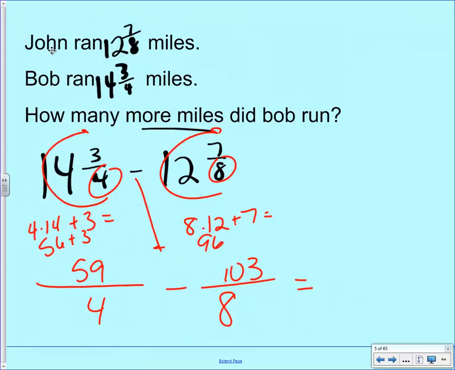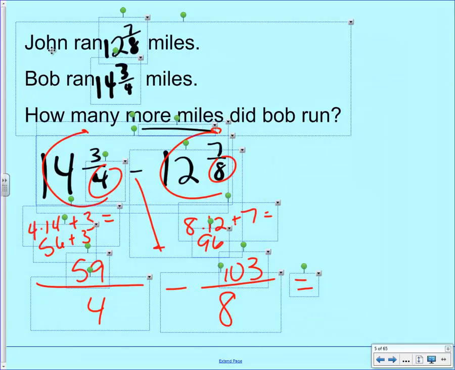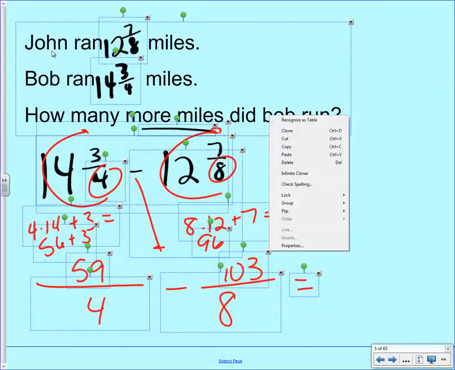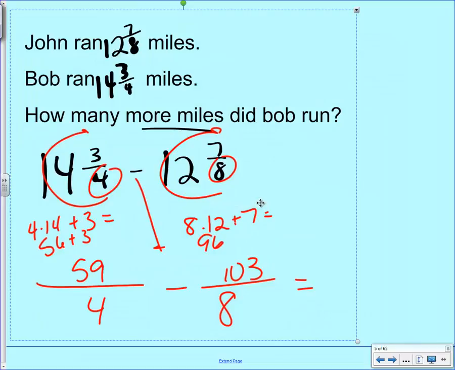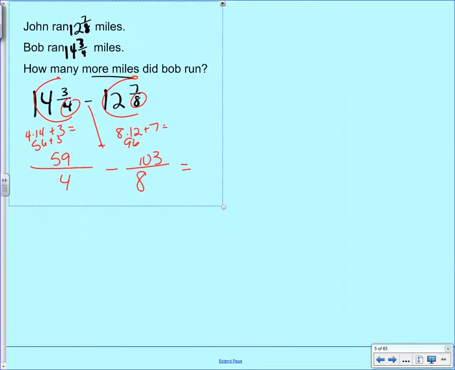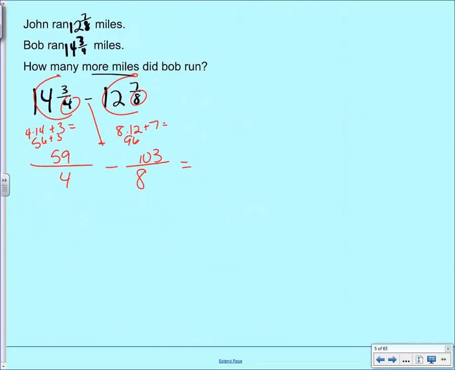And the next step is to notice that we do not have a common denominator, and so we're going to have to work on that and find a common denominator between these two bottom fractions here, which is 59/4 minus 103 eighths, basically. All right, so for us to do that, I told you that we will multiply our denominators, and we find 8 times 4 to be 32.